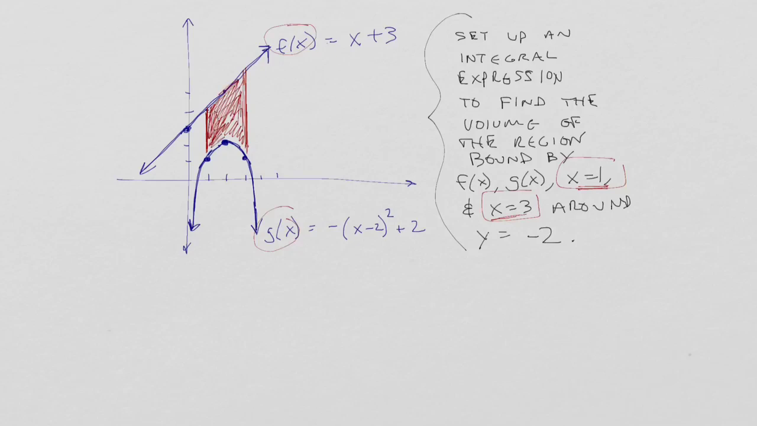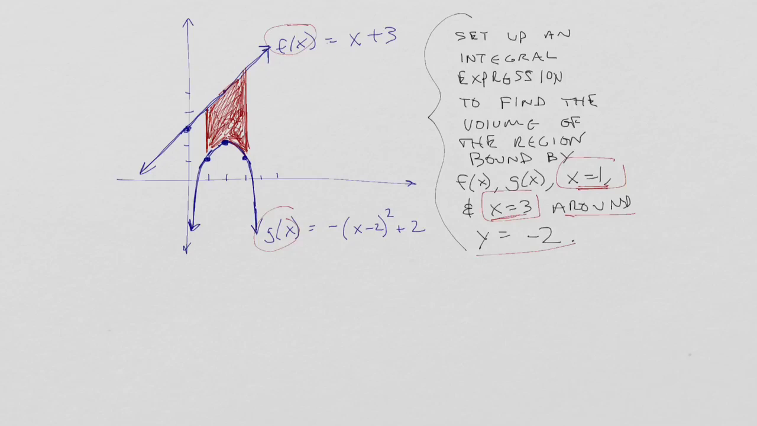So my goal is to take this two-dimensional region and spin it. It says that I'm going to spin it around the line y equals negative 2. And I should have used the words rotated or spun or revolved around y equals negative 2. But the idea here is that y equals negative 2 is going to become our new axis of revolution.